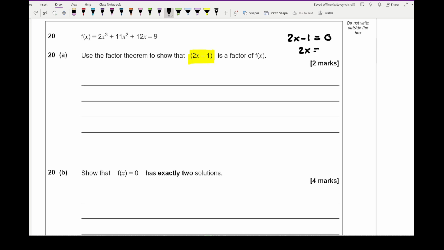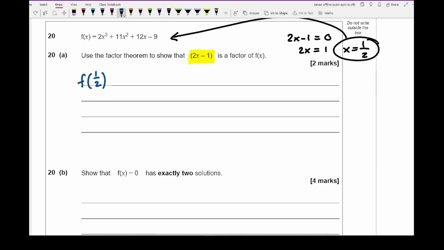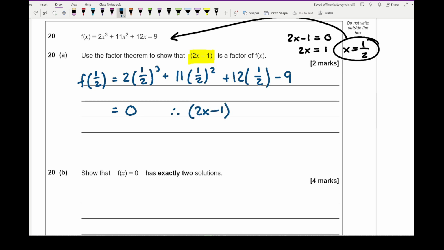We get 2x is equal to 1, so x equals a half. So that is the value we want to substitute into this expression here. Working out what f of a half is, it's going to be 2 lots of a half cubed plus 11 lots of a half squared plus 12 lots of a half minus 9. And if I type that all into my calculator, I get an answer of 0. So therefore, 2x minus 1 is a factor.